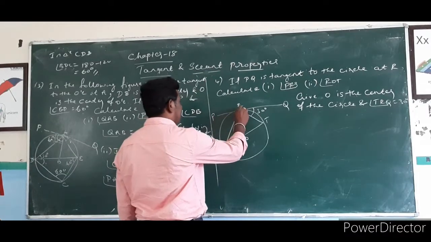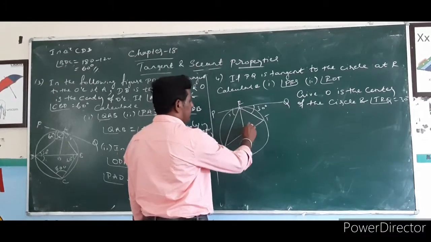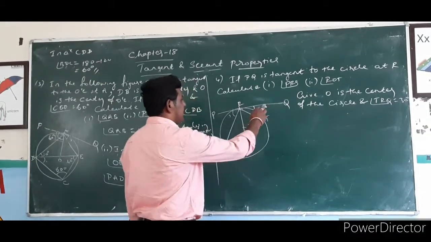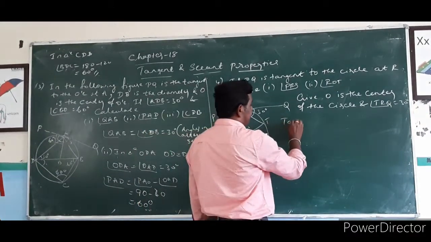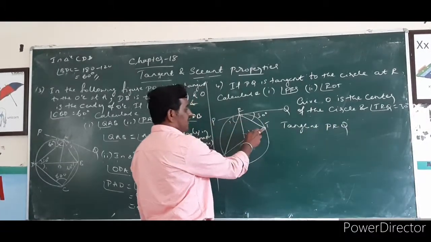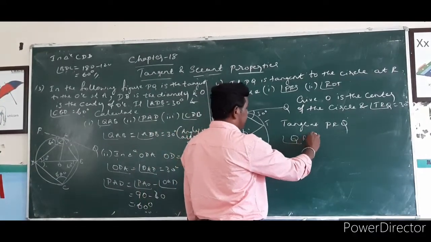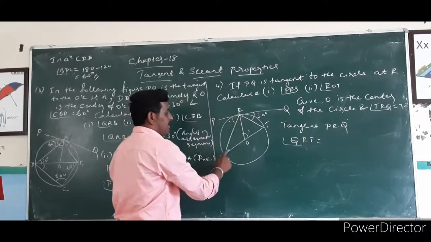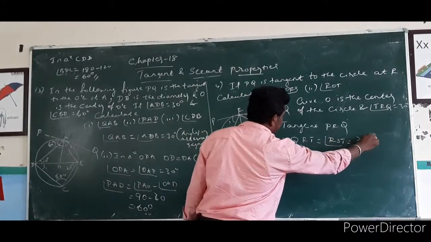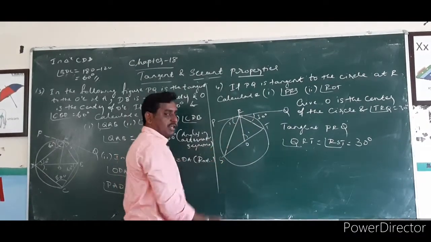Next, if PQ is tangent to the circle at R, calculate PRS. We want to find out this angle. And ROT, we have to find out this angle also. Given center as O and TRQ is equal to 30 degree. Here, tangent is PRQ. If you consider RT as chord, that means QRT is equal to RST, that is 30 degree. The angle between the chord and tangent is equal to the angle in the alternate segment.